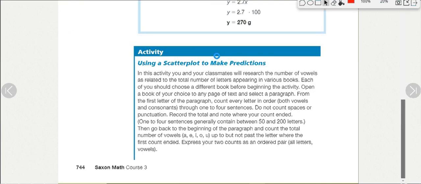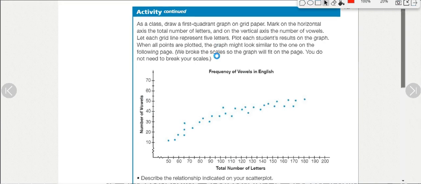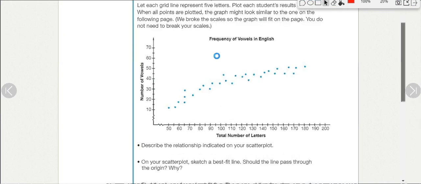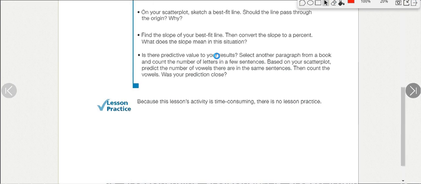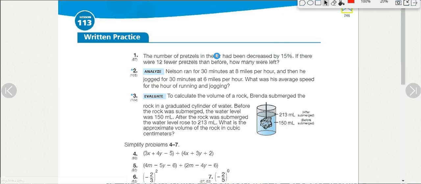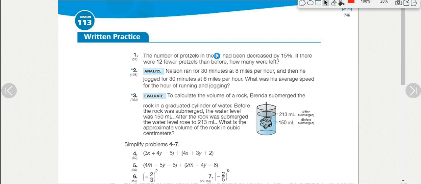Feel free to quick read through using scatter plots to make predictions. It's an interesting one where they're comparing number of vowels to the total number of letters. And because that whole activity is kind of involved, and I think we just did everything we really need to be able to do with that example 1, there is no lesson practice. So, Merry Christmas.